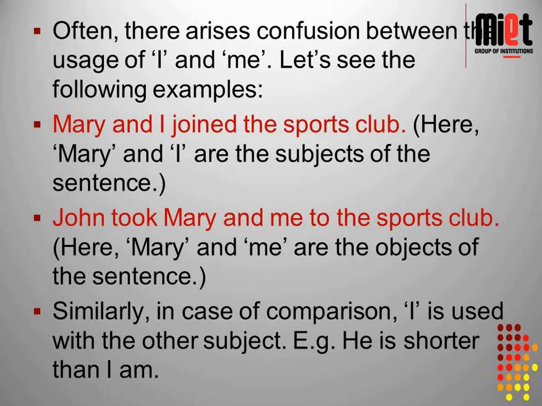Often there arises confusion between the usage of I and me. Let us see the following example. Mary and I joined the sports club. Here, Mary and I are the subjects of the sentence. Now let us come to the next sentence, which says, John took Mary and me to the sports club. Here Mary and me are the objects of the sentence.